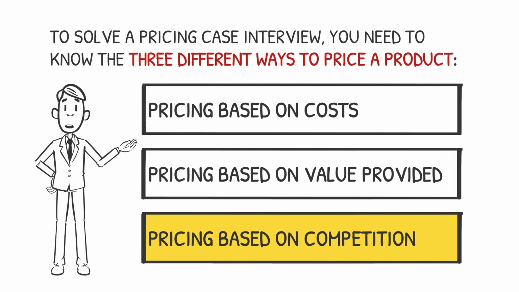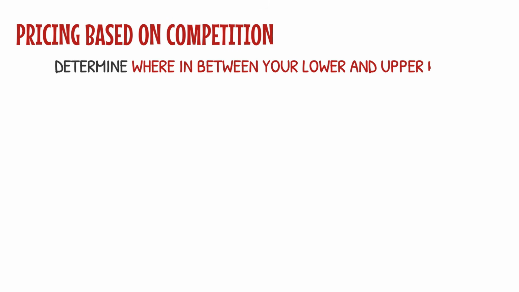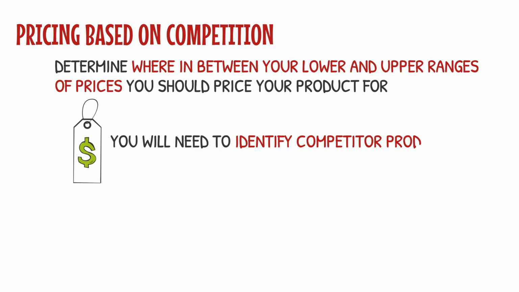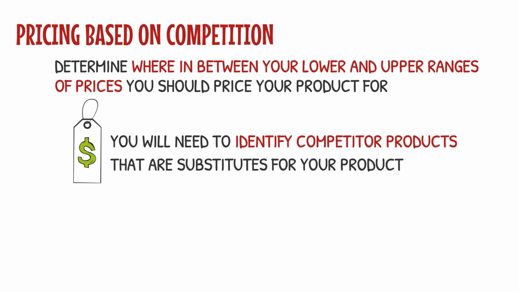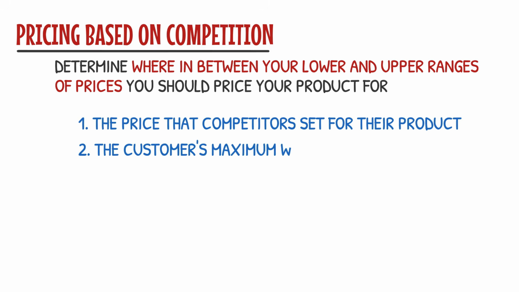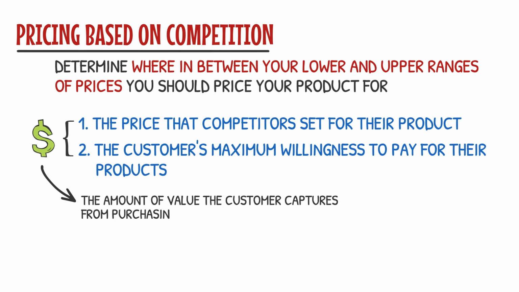Pricing based on competition. Pricing based on competition will help you determine where in between your lower and upper ranges of prices you should price your product for. To price based on competition, you will need to identify competitor products that are substitutes for your product. Pricing based on competition is based on 2 factors: the price that competitors set for their product and the customer's maximum willingness to pay for their products. The difference between these 2 numbers is the amount of value the customer captures from purchasing the competitor's product. In economic terms, this is known as consumer surplus.